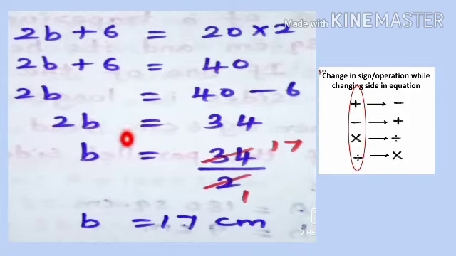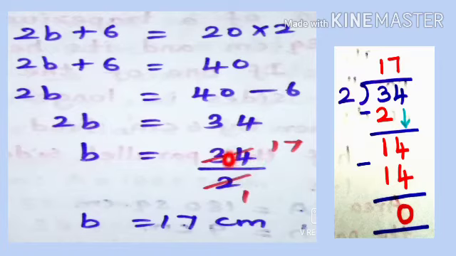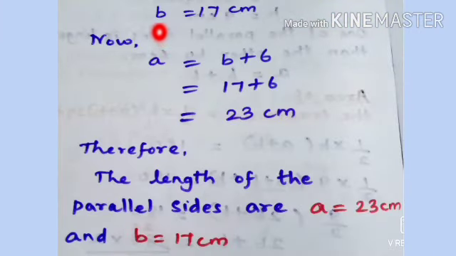So this 2, when it crosses the equal to sign, it becomes 1 by 2. So thus 34 divided by 2. When we cancel 34 and 2, we get 17. So B is equal to 17 centimeter. So now students, we have found the value of B as 17 centimeter.